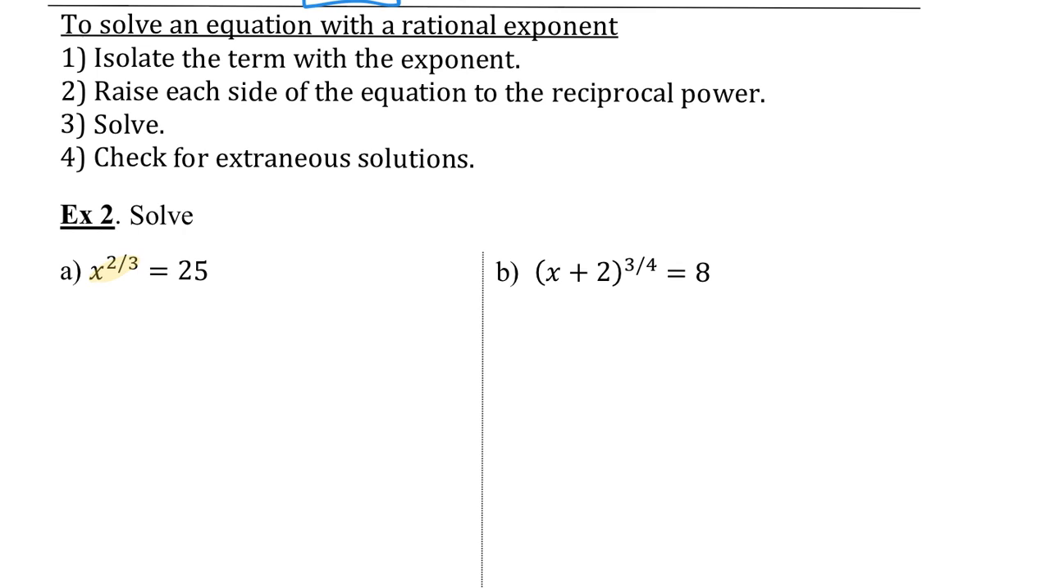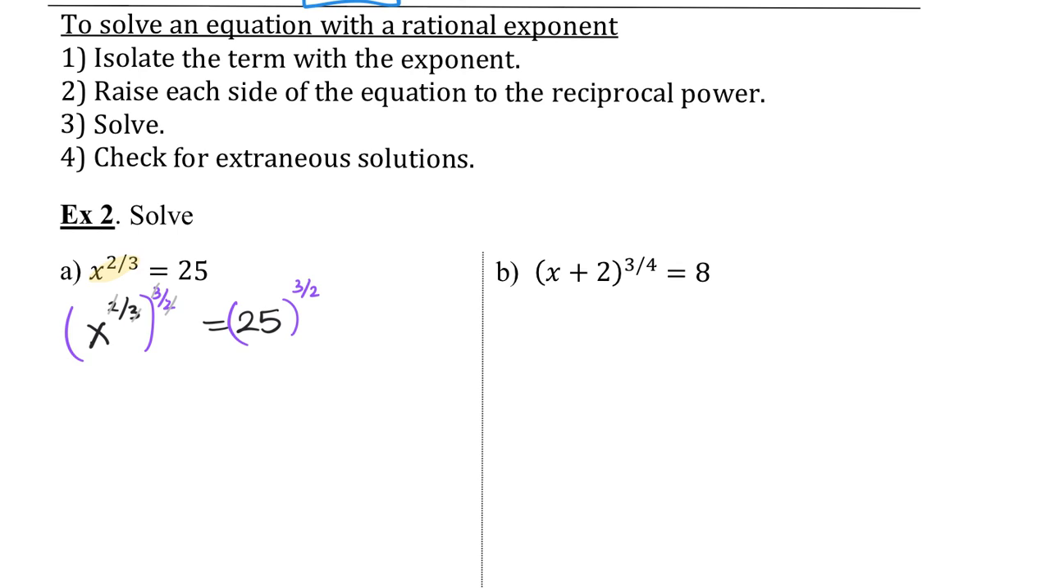Okay, you don't need to rewrite it. I'm just rewriting it because I need a little more space when I write. Okay, so now step 2, I'm going to raise each side of the equation to the reciprocal power. Since this is to the 2/3, I'm going to raise it to the 3/2. If I do it on the left, I do it on the right. The reason we do the reciprocal is the 3 cancels and the 2 cancels.